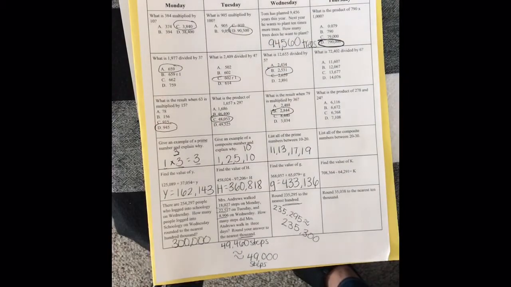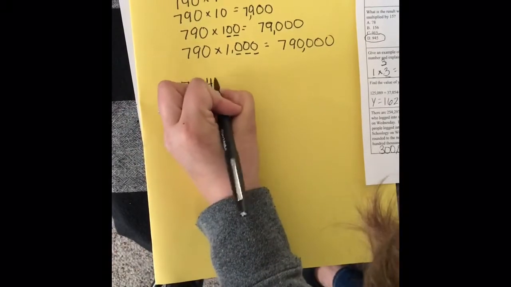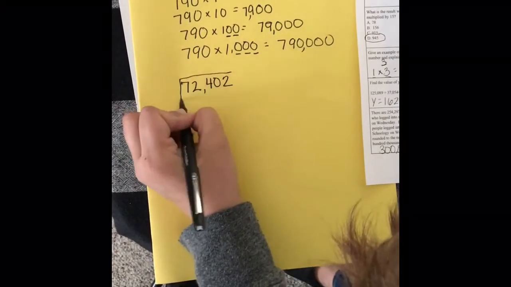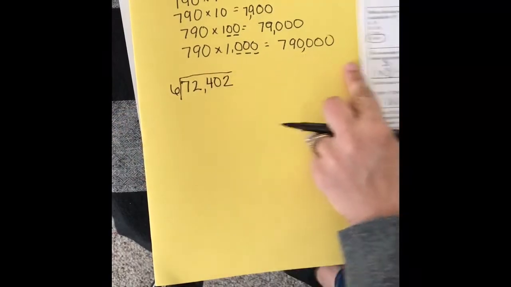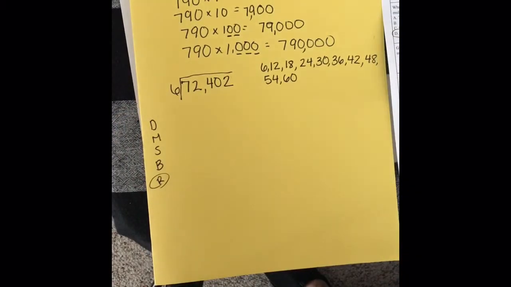Let's go ahead and do the second. What is 72,402 divided by 6? As I go through and write this, what I'd like you to do is pause your video, list your first 10 multiples for the number 6, and then list your steps and check back with me. All right, here we go.